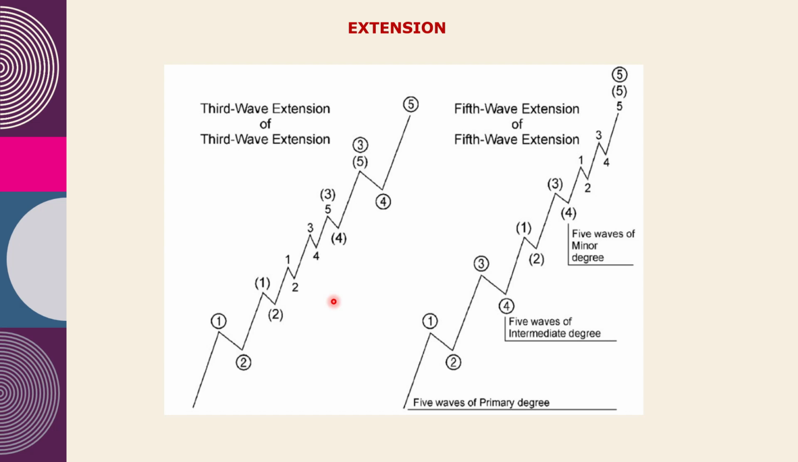For example, in wave 3 extension, 1, 2, 3, 4, 5, wave 3 is extended. If you see the lower degree, again the lower degree wave 3 is also extended. This is wave 5 extension. 1, 2, 3, 4, 5. Wave 5 is extended. Even within that, the lower degree wave 5 is also extended.